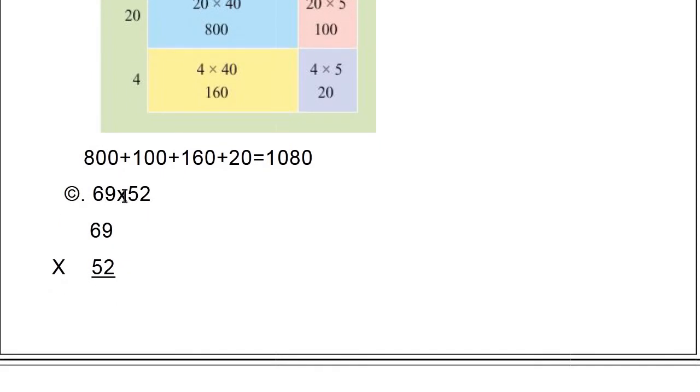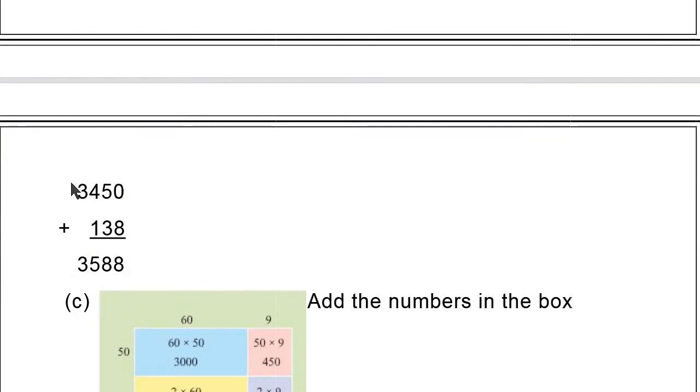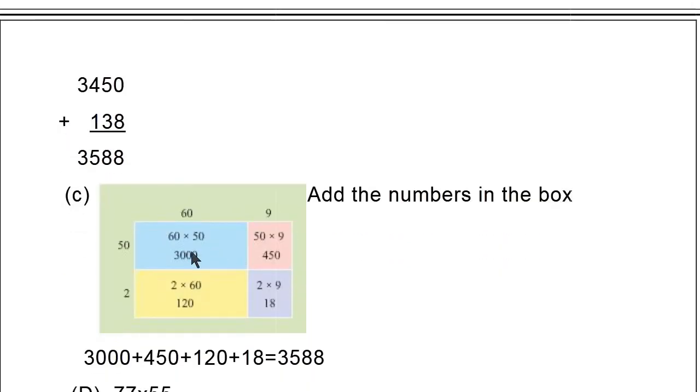Now 69 into 52. 69 into 50, then we get 3450. And 69 into 2, 138. 3450 plus 138, 3588.